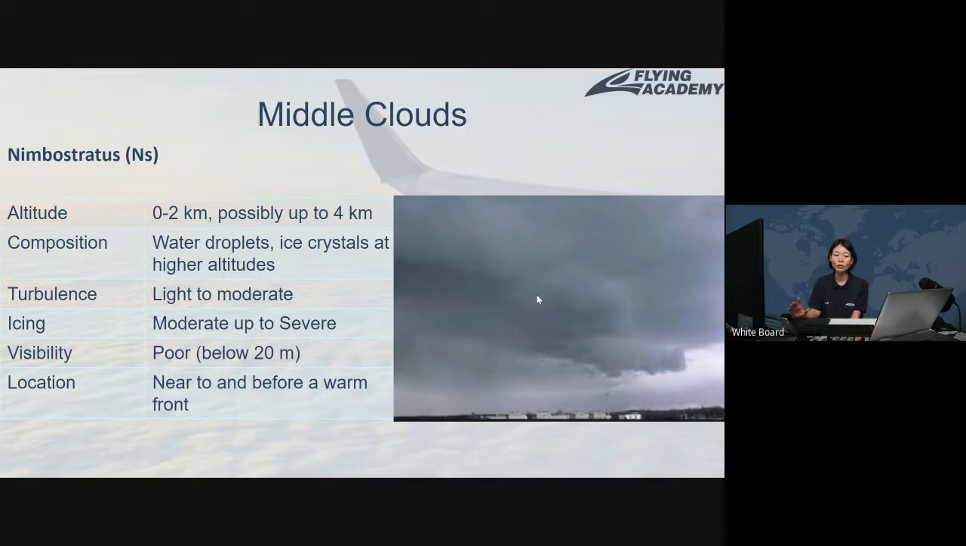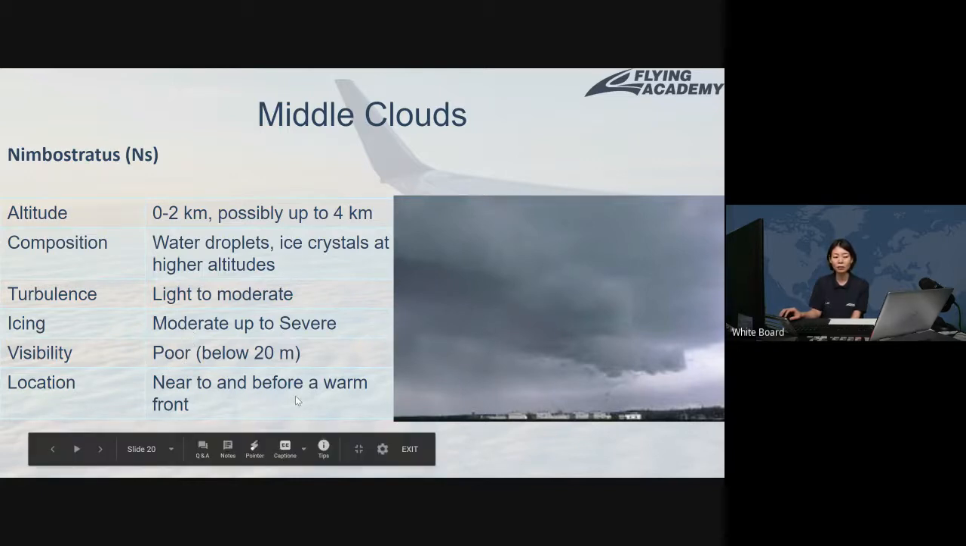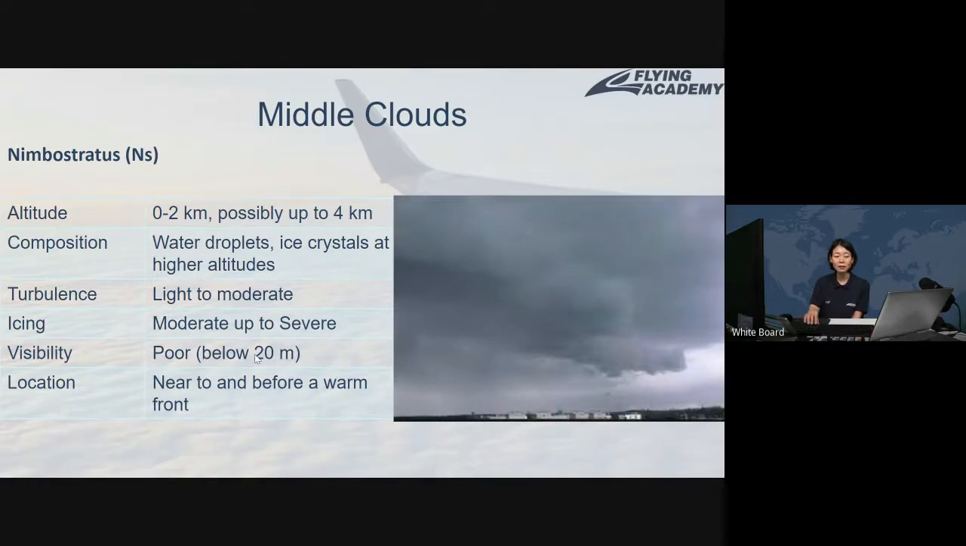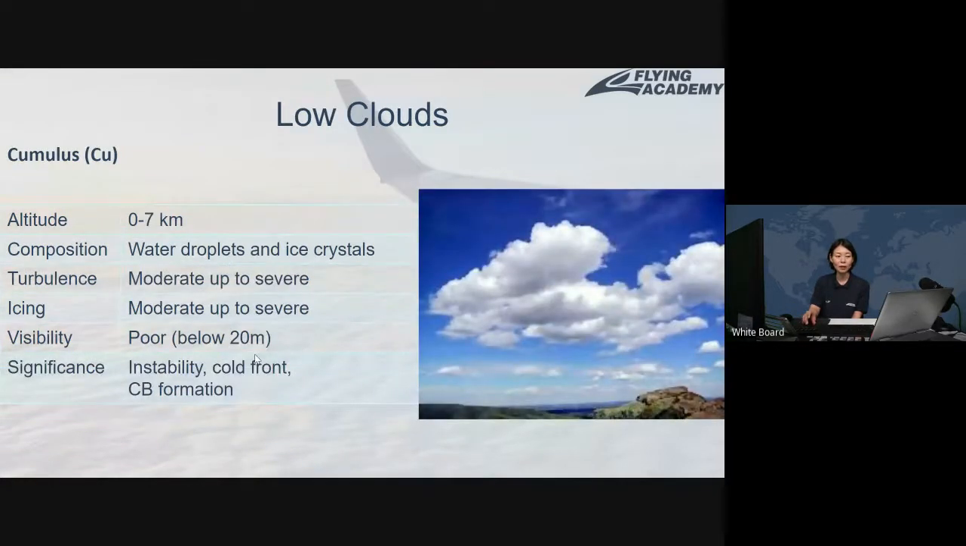So with more moisture, if you go faster, you can have more icing on the fuselage as well. And visibility can be poor because of the precipitation inside. And the location is near, before the warm front, which we are going to discuss later. And this is a different shape of the cloud.